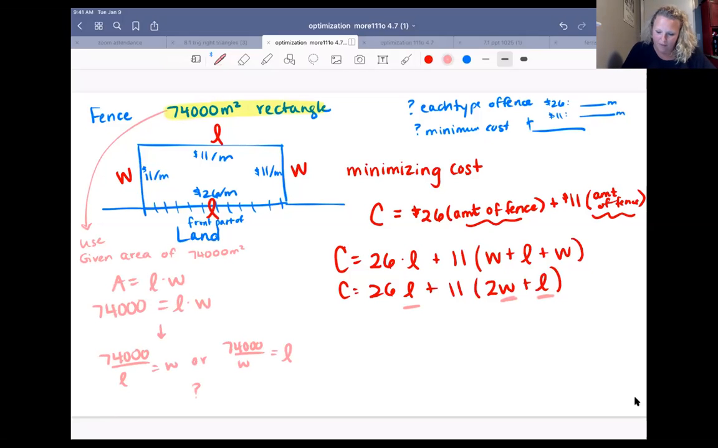Which would be the better choice if I wanted to start substituting? Because we're going to take one of these amounts and plug it in for L or W, not both. But I have an L, and I have a W, and I have an L. Do you know which one would be a better choice to plug in for? I see a chat box.